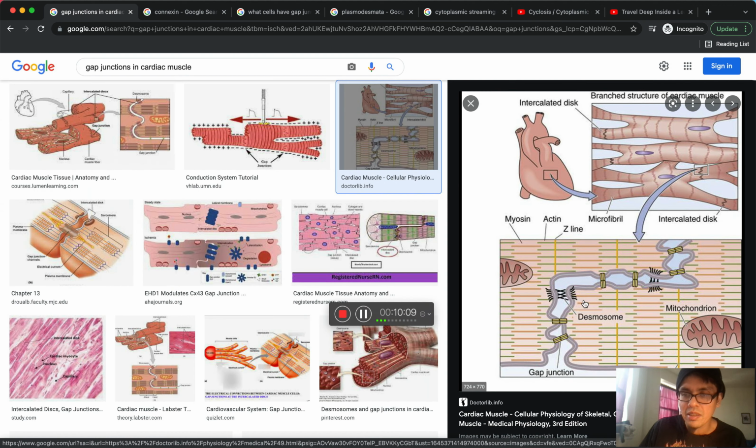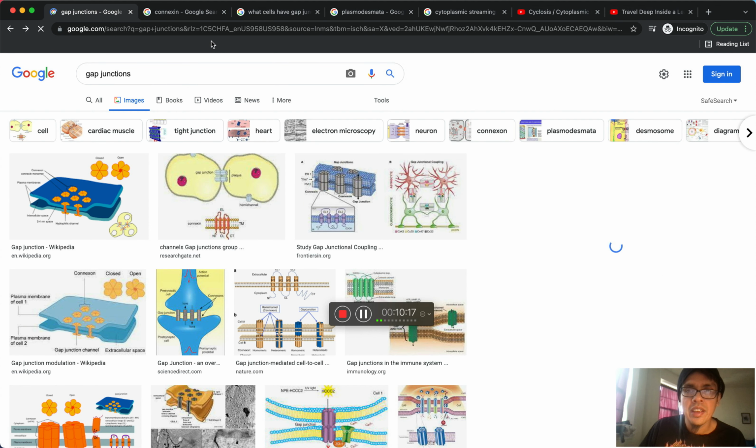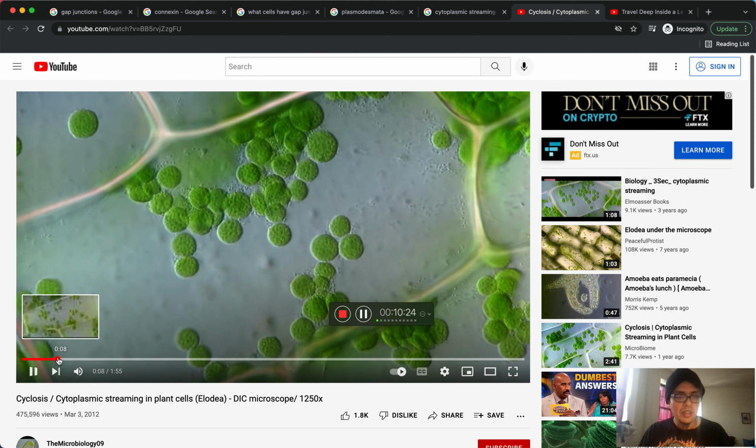But let's go, and this is just another example: gap junctions in cardiac muscle. Gap junctions occur, you see, in cardiac muscles. There's also this action potential that's generated, and it's very much needed there.